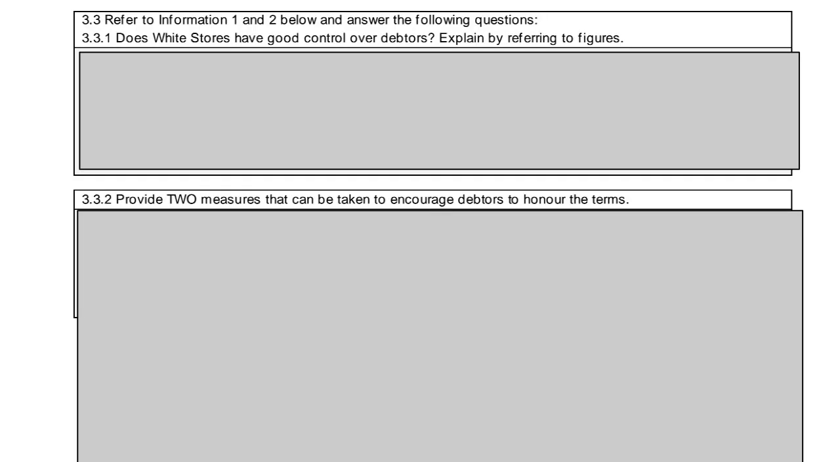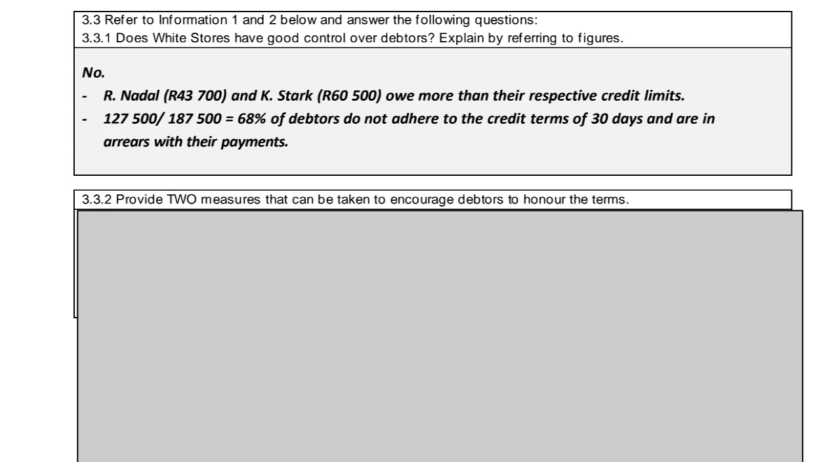3.3.1. Does White Stores have good control over debtors? Explain while referring to figures. No. R. Nadel and K. Stark owe more than their respective credit limits. 127,500 divided by 187,500 equals 68% of debtors that do not adhere to the credit terms of 30 days and are in arrears with their payments.